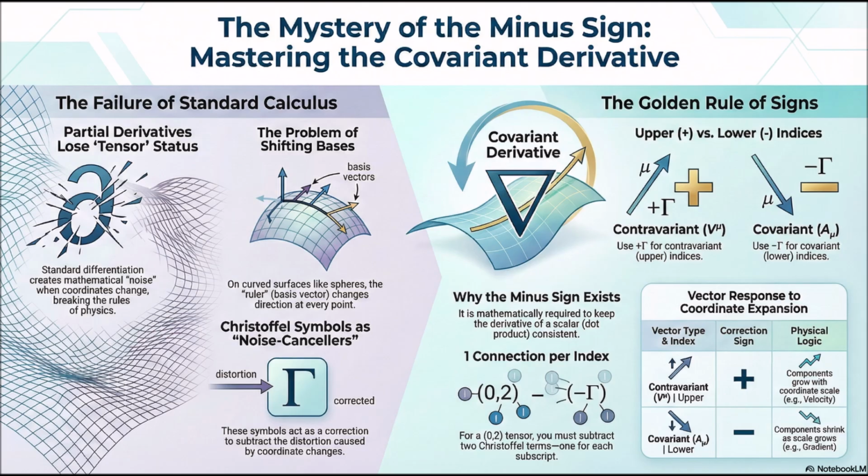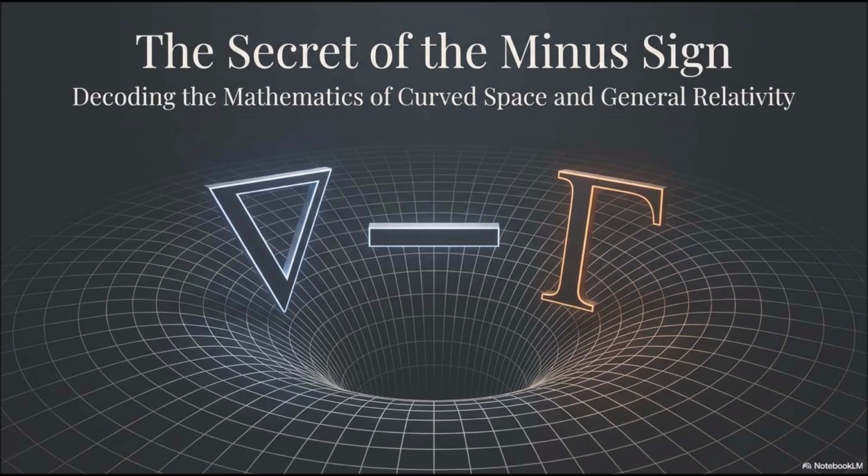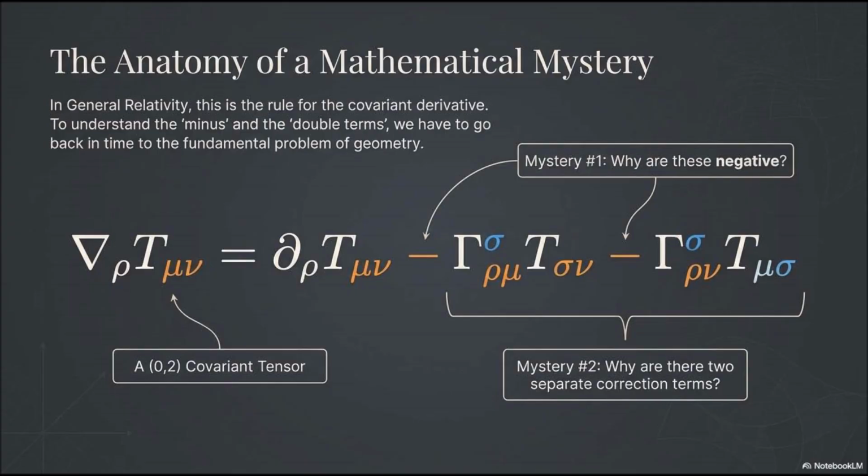Why two terms? Because if the grid is twisting, it's twisting the first dimension of the tensor and the second dimension of the tensor. They must both be accounted for, and they're both minus because they are both subscripts. That covers section 5.2.